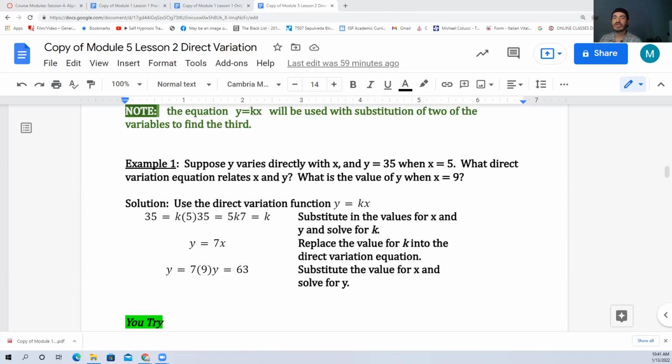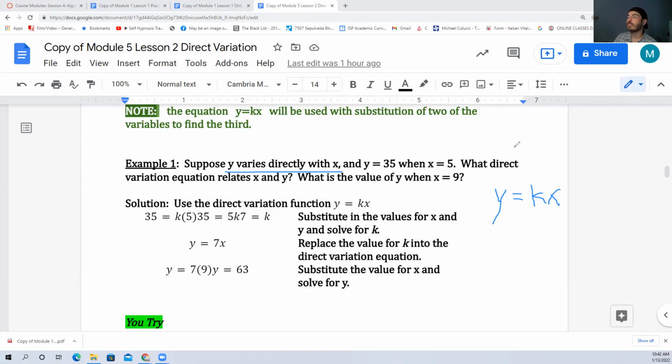So suppose y varies directly with x. So we know the equation is going to be in the form y is equal to kx, some constant times the variable, because that's what it means for y to vary directly with x, literally. And y equals 35 when x equals 5. When, because these things are variable. x and y are going to change, right? So what direct variation equation relates x and y?